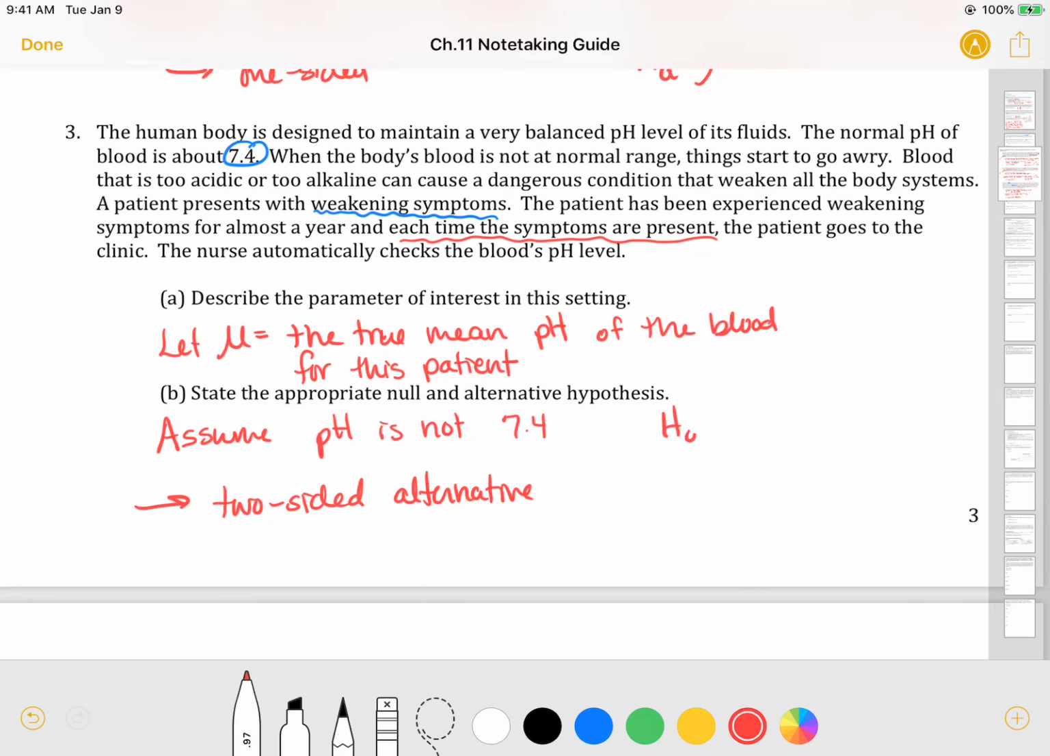So H0, we're going to assume what is true. We're going to assume that the mean pH is normal level, 7.4. But our alternative, what is causing these weakening symptoms? Well, maybe the pH is off. Maybe it's too low or too high, or in other words, it is not 7.4. So on our bell curve here, what we're going to be looking at is the probability it's too high and the probability it's too low together, okay?